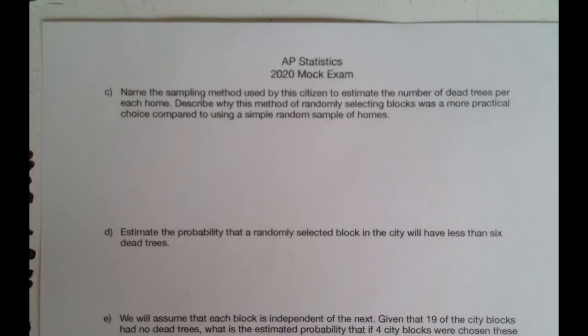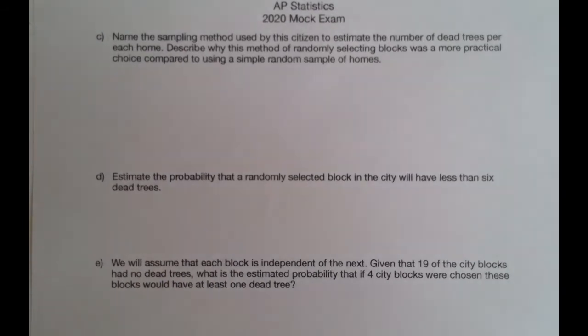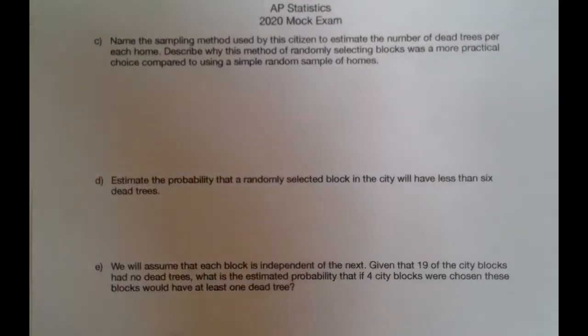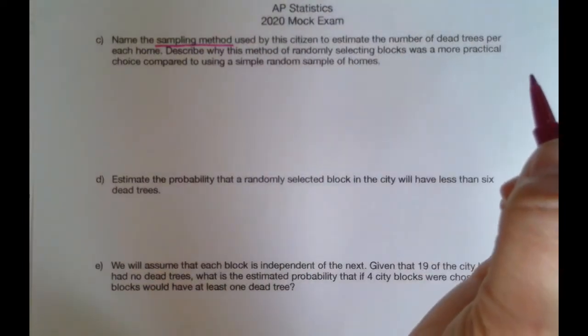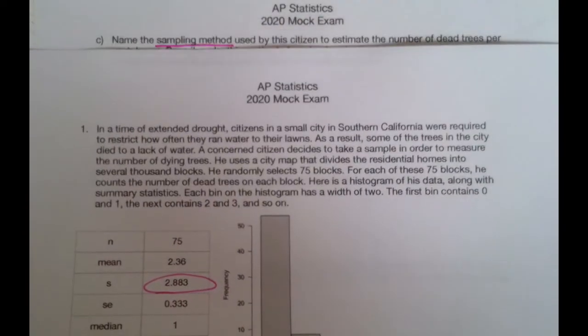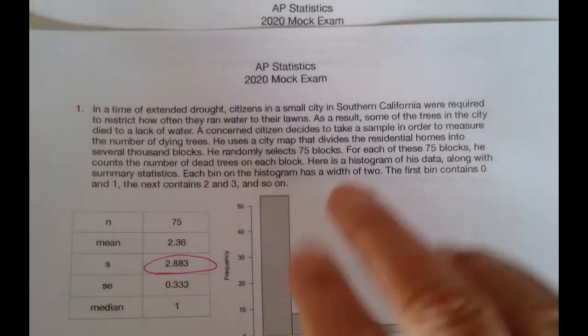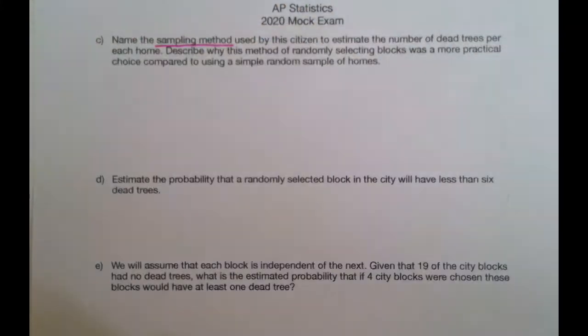Next, it says name the sampling method used by the citizen to estimate the number of dead trees per each home. Describe why this method of randomly selecting blocks was a more practical choice compared to a simple random sample of homes. Well, first of all, we have to do the sampling method. The sampling method was cluster. Why was it cluster? Because they selected a block and they sampled every single tree in that block. That means that was cluster.